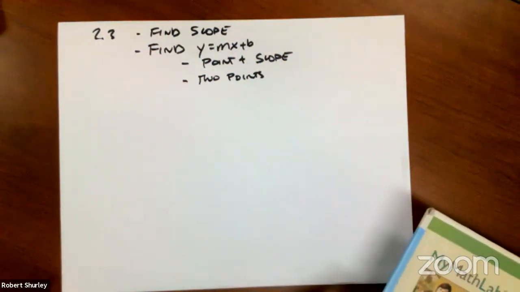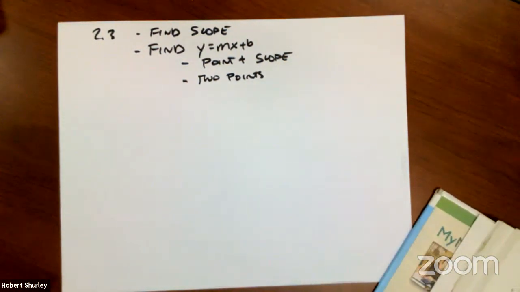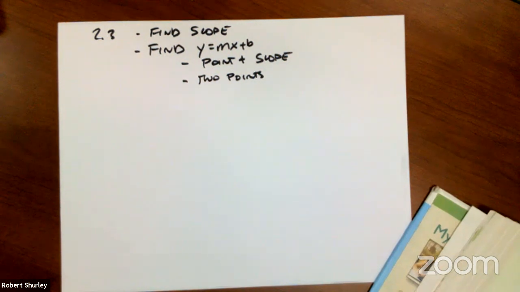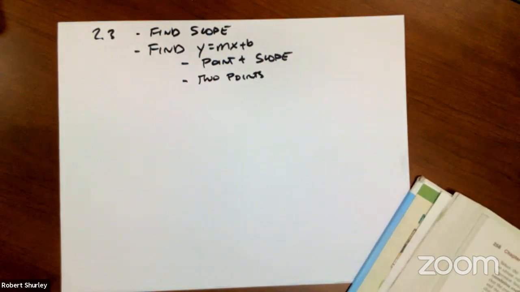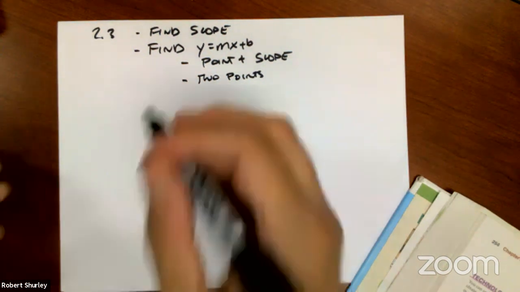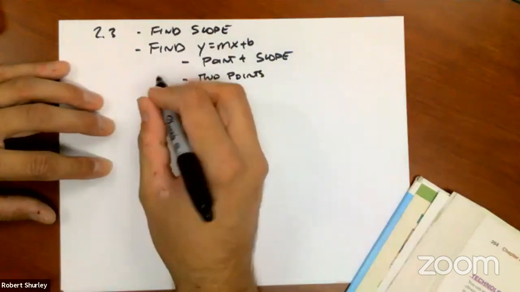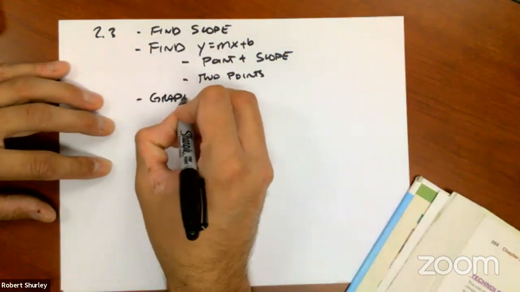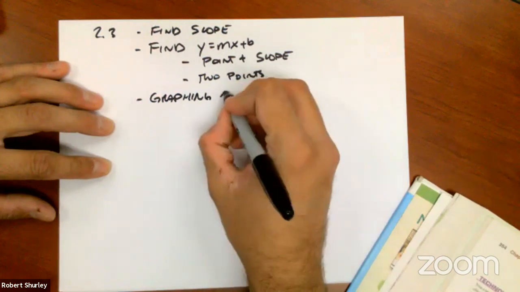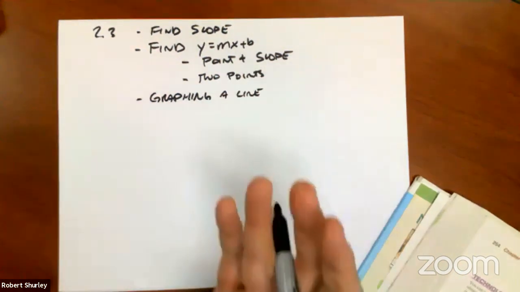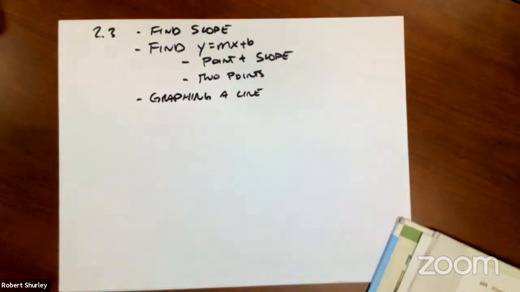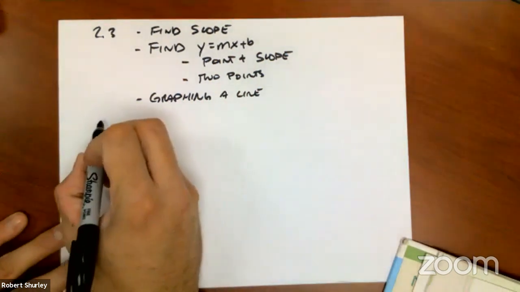Hold on, let me make sure. Oh yeah, and then just graphing a line. That's multiple choice, so it'll be where you have to choose which one's the right line. Which one is correct. Not a big deal.